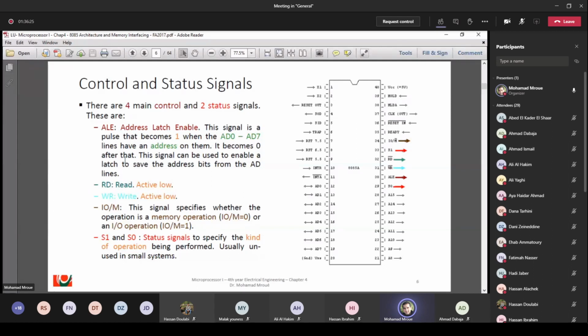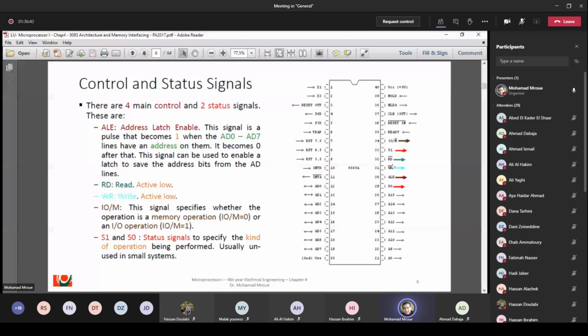We have the read, which you see here, and the write. So read is active low and write is also active low. That means initially they are at logic 1. Anything with a bar is initially at logic 1. When you activate the signal it will become low.